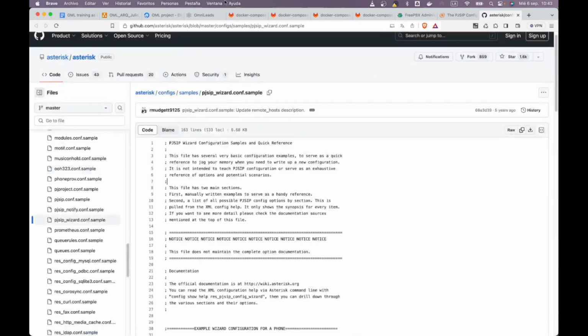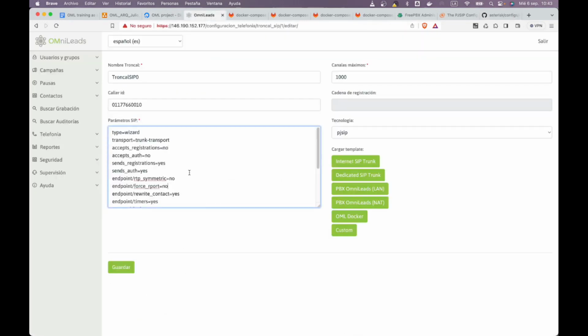And in this parameterization, you are going to find the one that is going to be used in the declaration of trunks of the PJSIP type of Asterisk. Chan_sip is really there, but it is no longer recommended to use it. It is being discontinued from Asterisk 20 onwards. So I'm going to focus 100% on PJSIP, on the most important parameters we should be taking into account if we accept registration, accept authentication, and send registration.